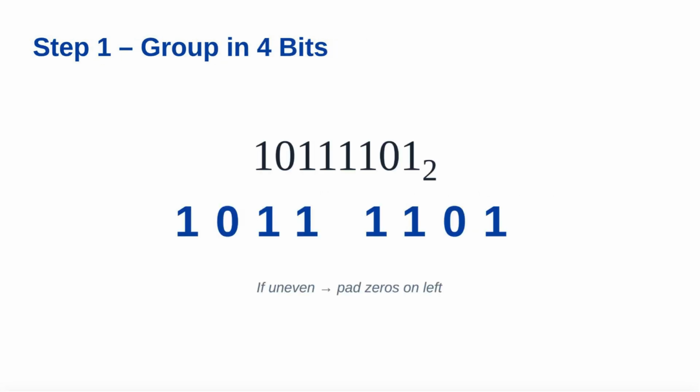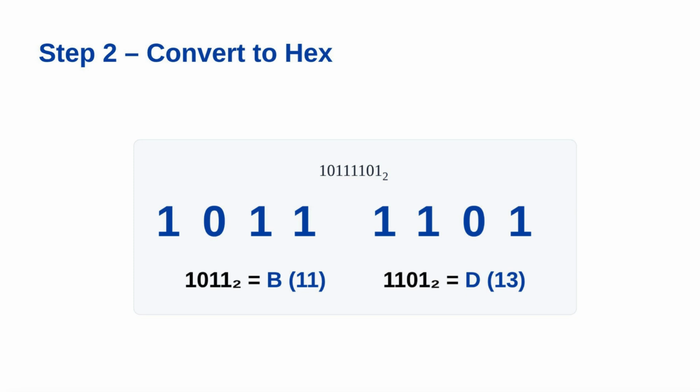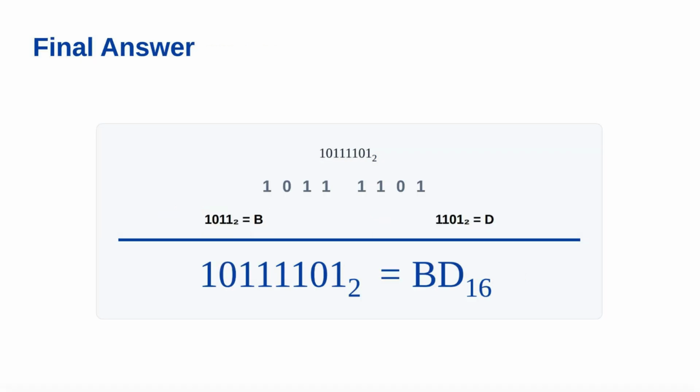First, group the binary number into sets of 4 from right to left, so we get 1011 and 1101. If needed, we can add zeros on the left. Now convert each group. 1011 in binary is B in hex, and 1101 in binary is D in hex. So the final answer is BD base 16. 10111101 base 2 equals BD in hexadecimal.